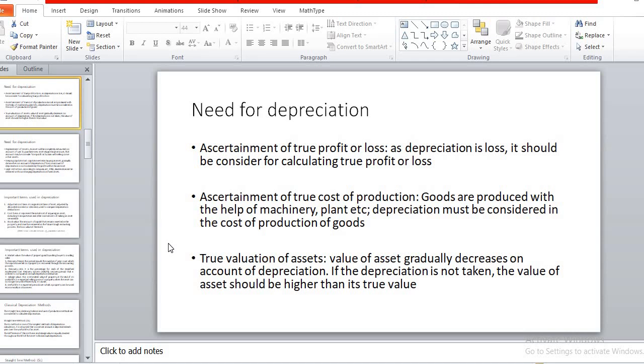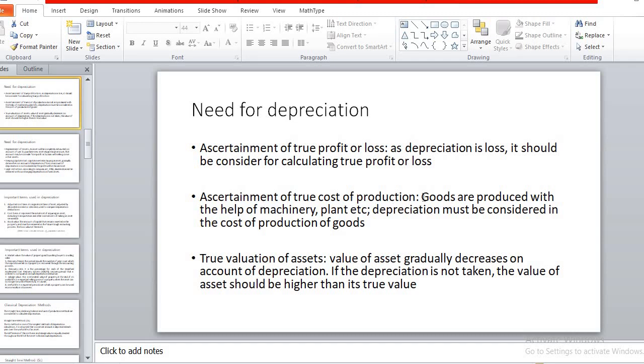Now, we can also discuss the need for depreciation. To find out, as we discussed previously, the true profit or loss, we need to consider the depreciation. As depreciation is a loss, it should be considered for calculating true profit or loss. So for true profit or loss, we should consider that depreciation.